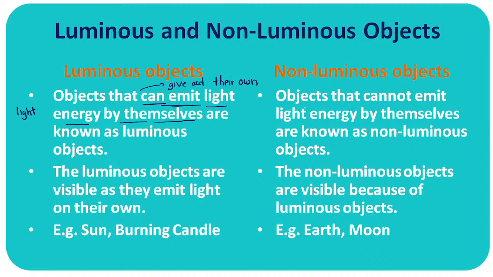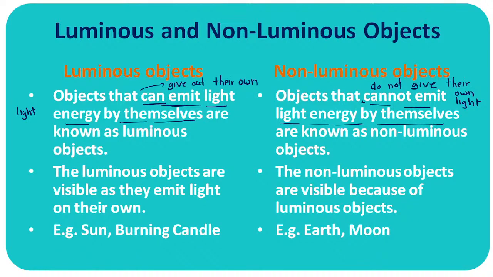What about non-luminous objects? Those objects that do not give their own light, or do not emit their own light, cannot emit light. Instead of these words, you can write: those objects that do not give their own light are known as non-luminous objects.